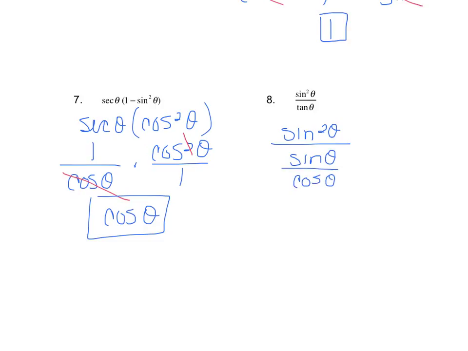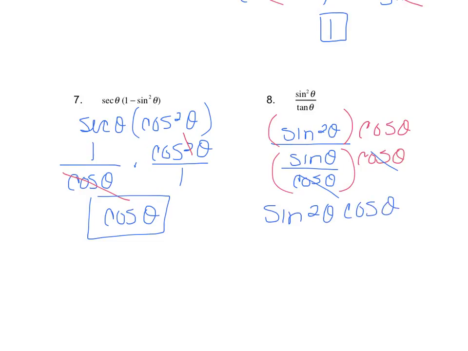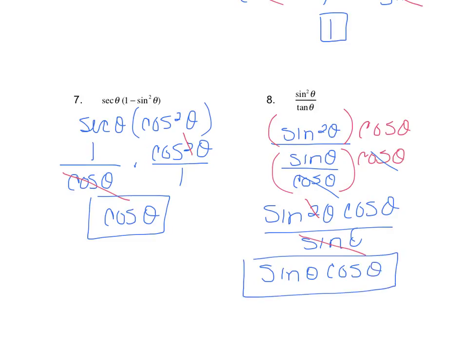Now I have a complex fraction, so I can multiply top and bottom by cosine of theta. The cosines on the bottom will cancel out. And on the top I'll have sine squared of theta times cosine of theta over sine of theta. I can cancel out 1 sine for 1 sine of theta, and I'll end up with sine of theta times cosine of theta. And I'm done. Okay, let's go on to 2 more problems.